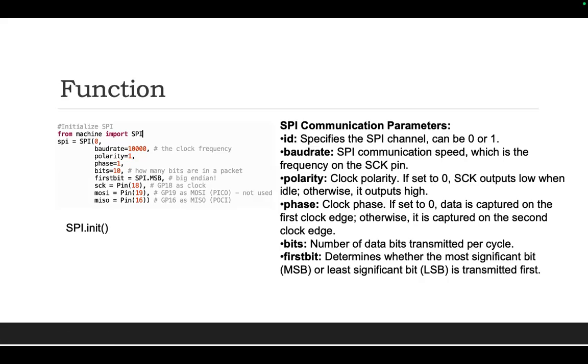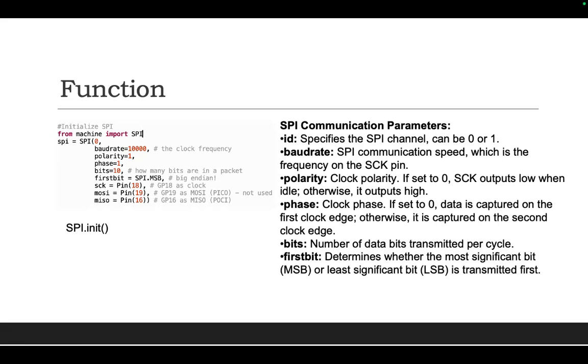The polarity and the phase will decide when you read the data, on the high region edge or the low region edge. And the phase is the clock phase. If you set it to 0, data is captured on the first clock edge. Otherwise, it is captured on the second clock edge. And the bits is the number of data bits transferred per cycle. And the first bit determines whether the most significant bit or least significant bit is transmitted first.